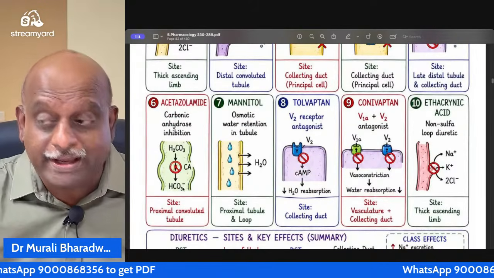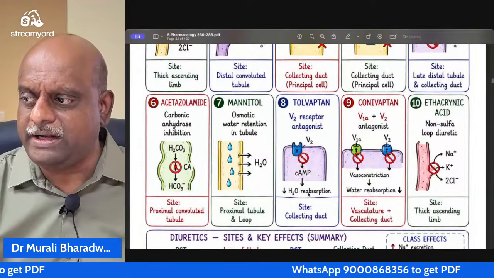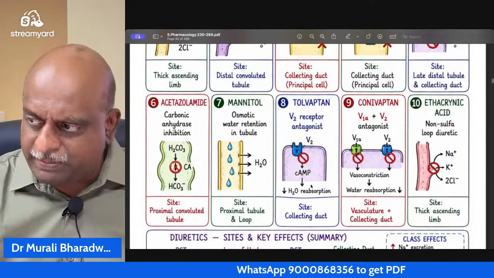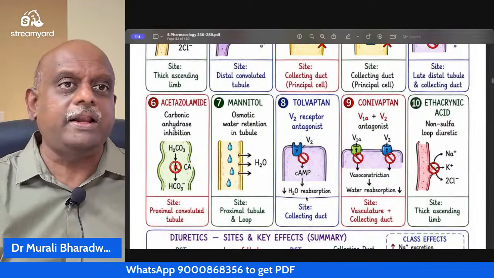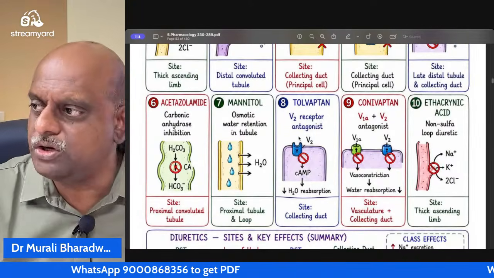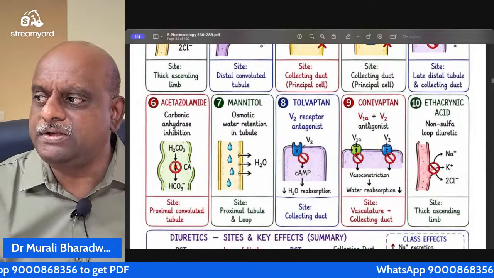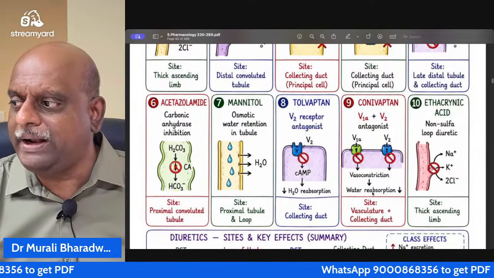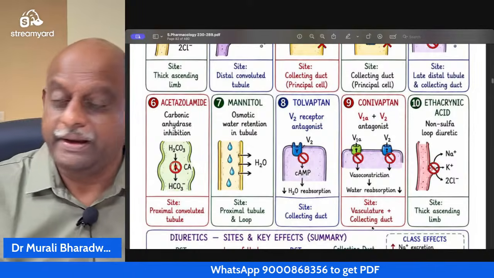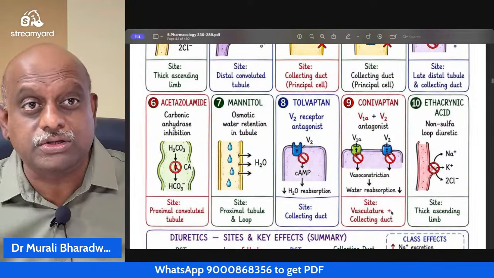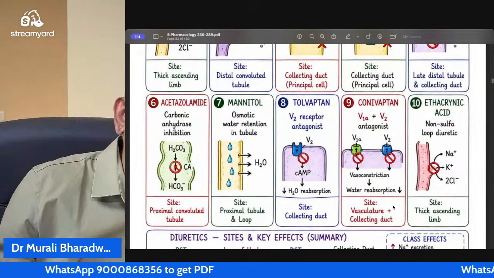Acetazolamide is a carbonic anhydrase inhibitor. Tolvaptan is a V2 receptor antagonist, which inhibits cyclic AMP and decreases the water reabsorption, which is normally done by ADH. Conivaptan is a V1a and V2 antagonist. It not only acts on the collecting duct, it also acts on the vasculature. Just like that, vasopressin and ADH are one and the same.